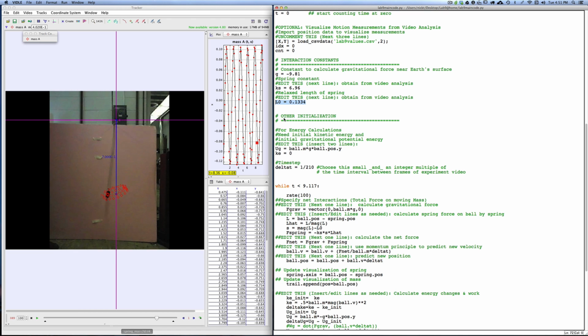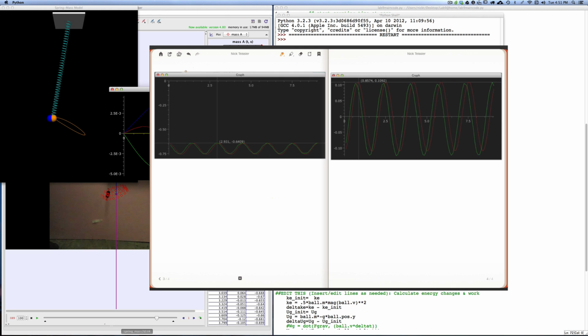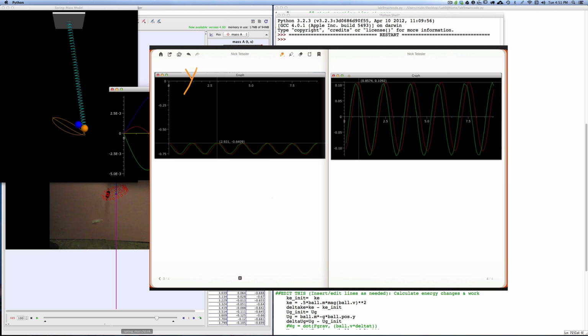When I run the simulation, the blue ball you see represents the weight from the video in Tracker, and the orange ball on the spring represents the simulated mass. This graph shows the y position of the two masses over time. The green is the model, red simulation. This graph shows the x position of the two masses over time, same color scheme. From these two graphs, we can get a good idea of the periods of the oscillating masses in the x and y directions.